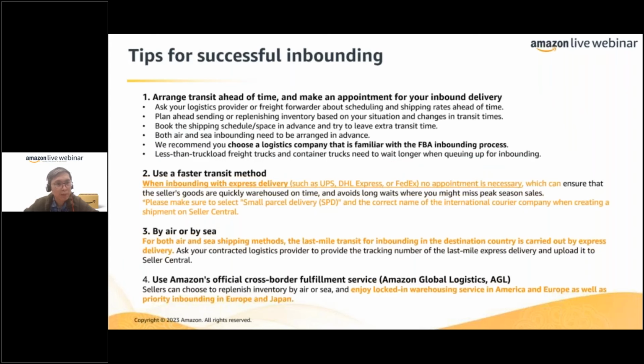Okay, so there are some tips we'd like to share over here for successful inbounding using FBA. Arrange your transit ahead of time, make appointment for your inbound delivery. The second point is you can use a faster transit method if you want to, but of course there may be a higher cost in it. Also decide whether you want to ship in by air or by sea. And if possible, you can also use the Amazon official cross-border fulfillment service, Amazon Global Logistics, AGL, to inbound your inventory into Amazon Fulfillment Center.